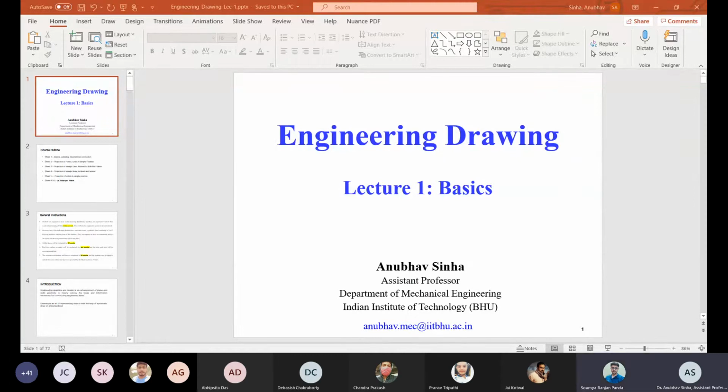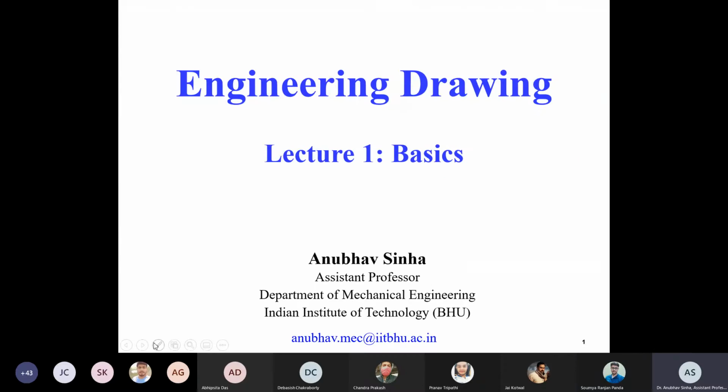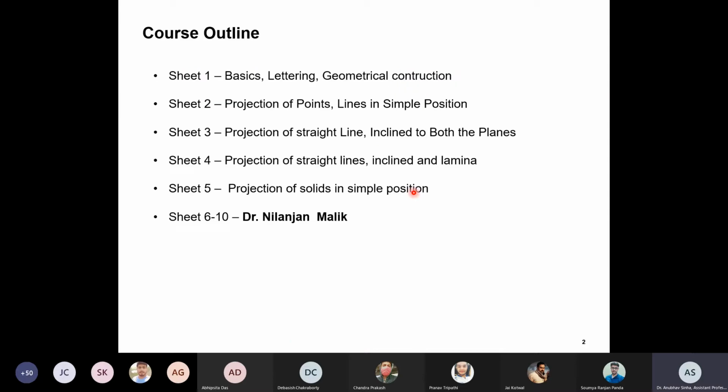Okay, so welcome you all to this course on engineering drawing, and I am Anubhav, assistant professor in the mechanical engineering department. Today we'll start with the basics. I will broadly cover the outline of this course, what we are planning to do, what the objectives are, and we'll also talk about the marking scheme as of now, what we have planned. To give you an outline, we will be covering 10 drawing sheets.